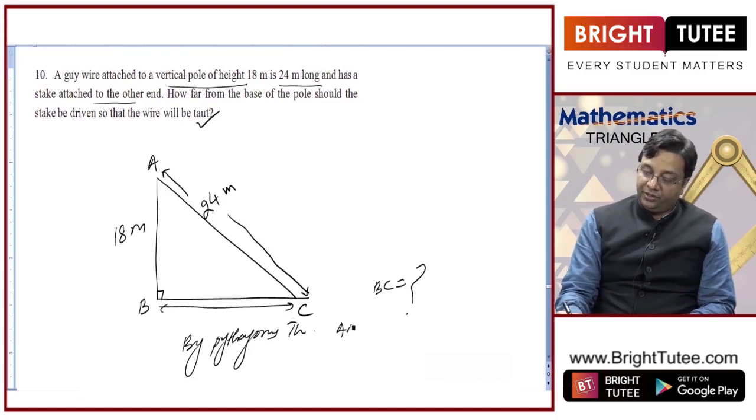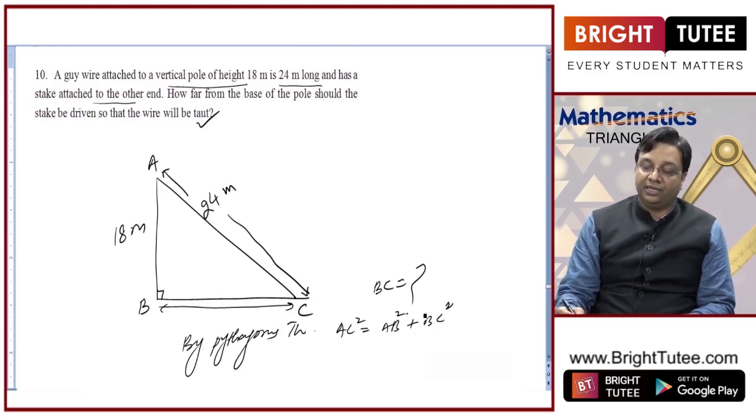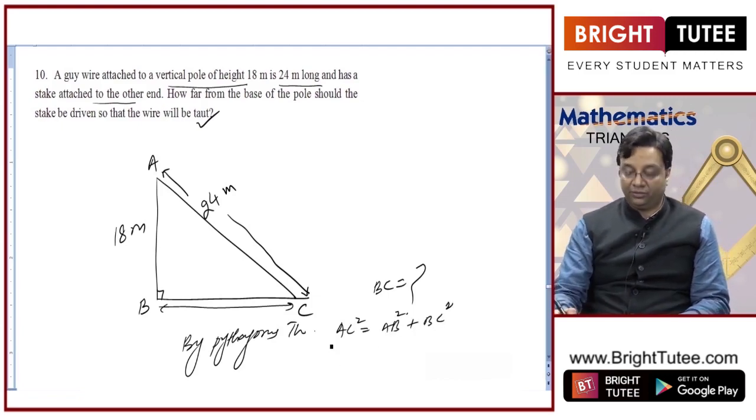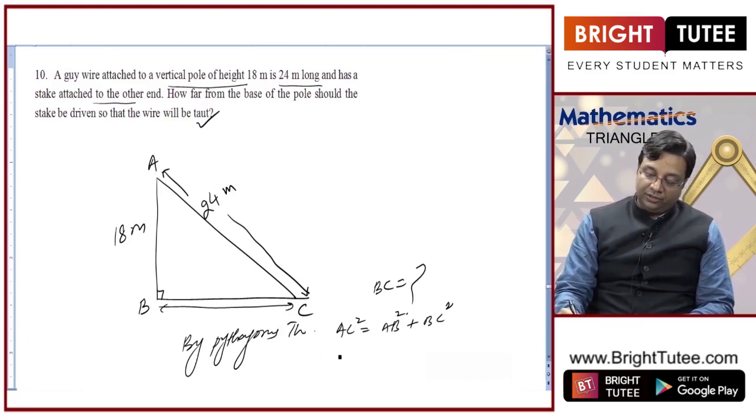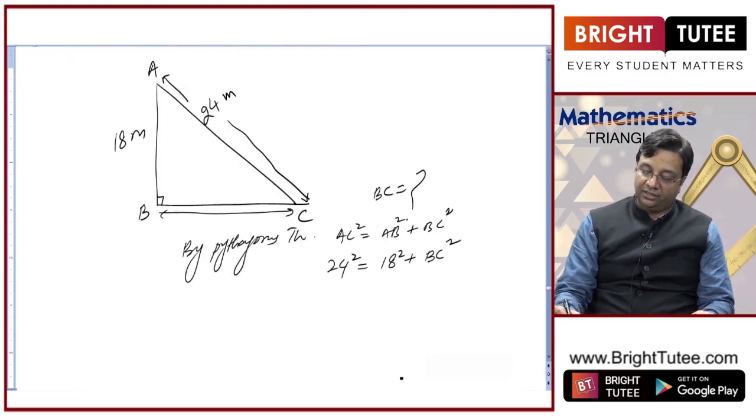AC square is equal to AB square plus BC square. Why? AC square is hypotenuse. So hypotenuse square is equal to the sum of squares of the other two sides. So 24 square is equal to 18 square plus BC square. Now BC square can be written as 24 square minus 18 square.